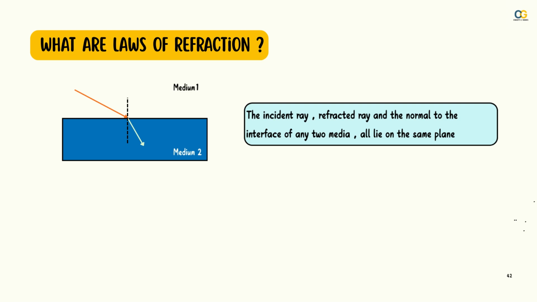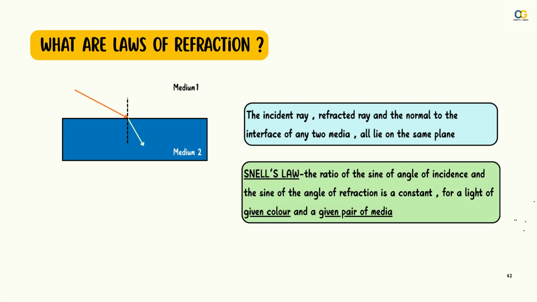The second law of refraction is also called Snell's law, which states that the ratio of the sine of the angle of incidence and the sine of the angle of refraction is a constant for a light of given color and a given pair of media. Writing those 2 conditions is very important because Snell's law only holds true in that case.